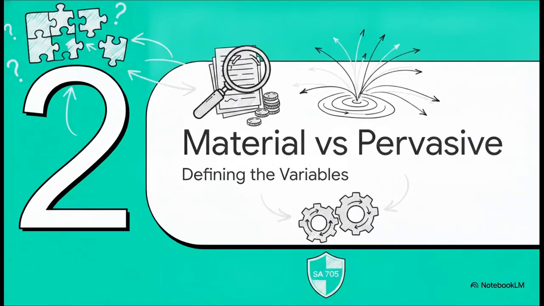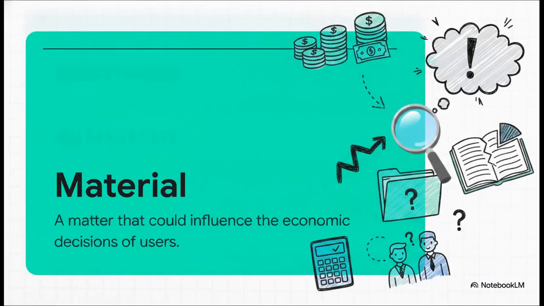Let's move to Section 2, defining the variables, material versus pervasive. Before we can solve this whole modification puzzle, we absolutely must lock down our 2 primary variables. These dictate everything in SA 705.